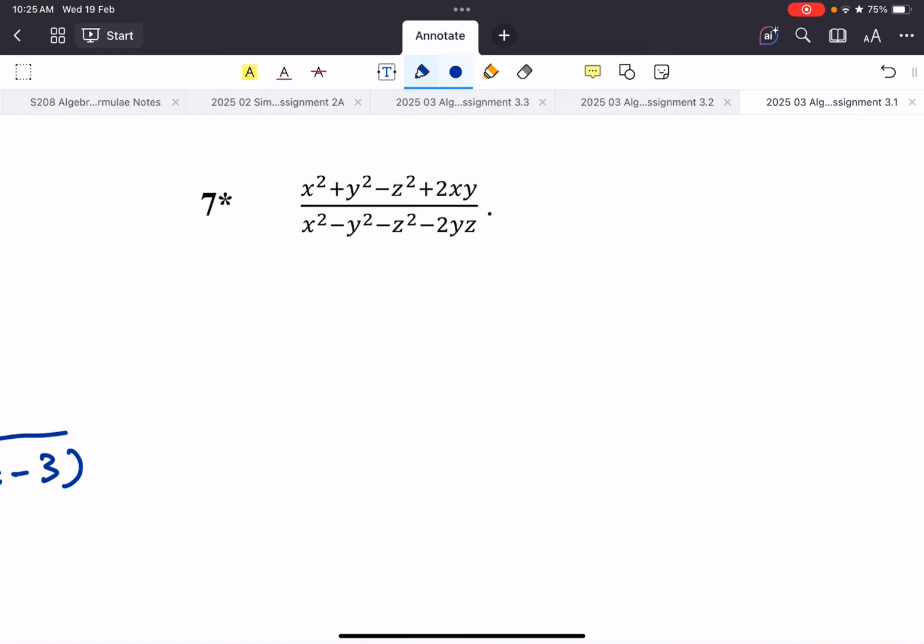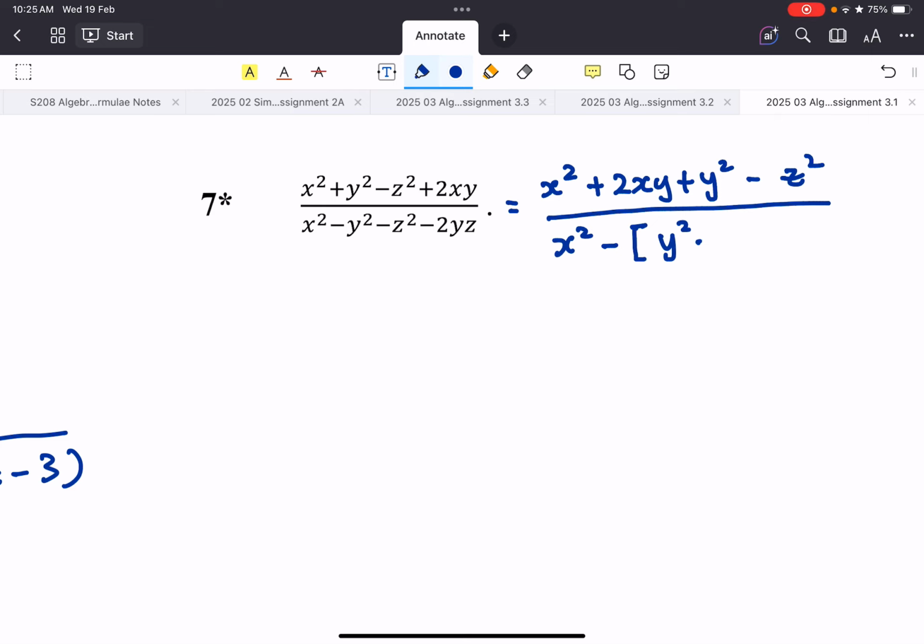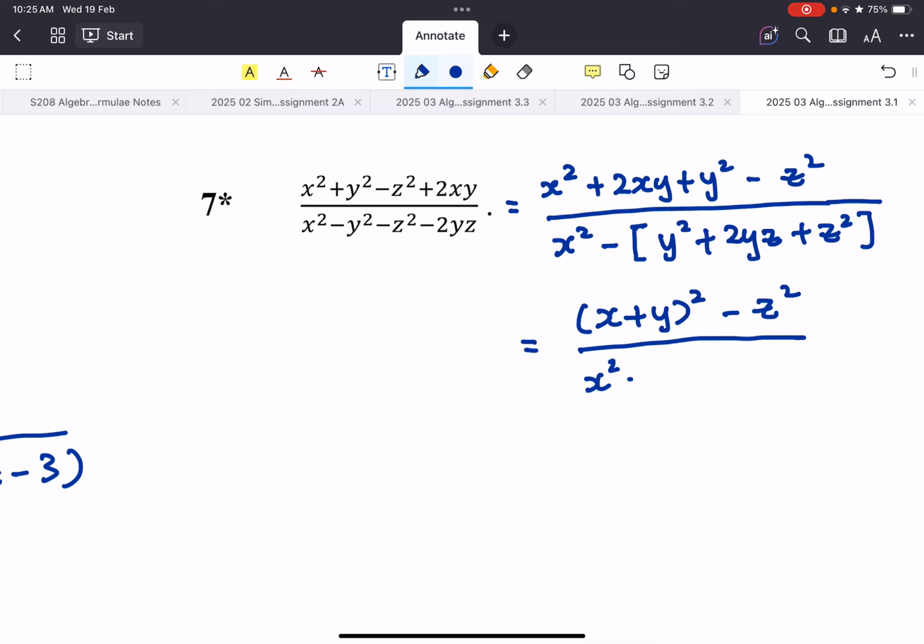Here we have something that looks very complicated, but we do not need to panic. All we need to do is take x squared plus 2xy plus y squared, rearrange them, minus z squared. In the denominator, we have x squared, and then we extract out the negative, we have y squared plus 2yz plus z squared. Simplifying this becomes (x plus y) squared minus z squared over x squared minus (y plus z) squared.